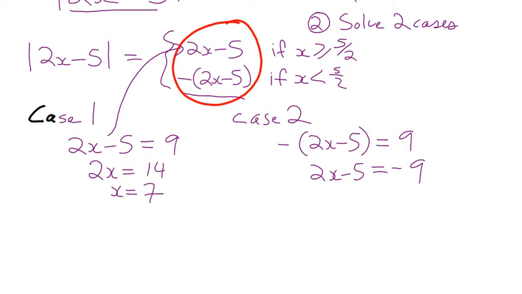Okay, so now we're going to solve this. 2x minus 5 is negative 9, right? That makes sense, right? You think about it. If this thing here is equal to negative 9, when we take the absolute value, we're going to make it positive 9, so it'll work. So 2x, we're going to add 5 to both sides, is negative 4, and x is negative 2, which matches with the condition for case 2, which is that x has to be less than 2.5, right? And negative 2 certainly is less than 2.5. Okay?